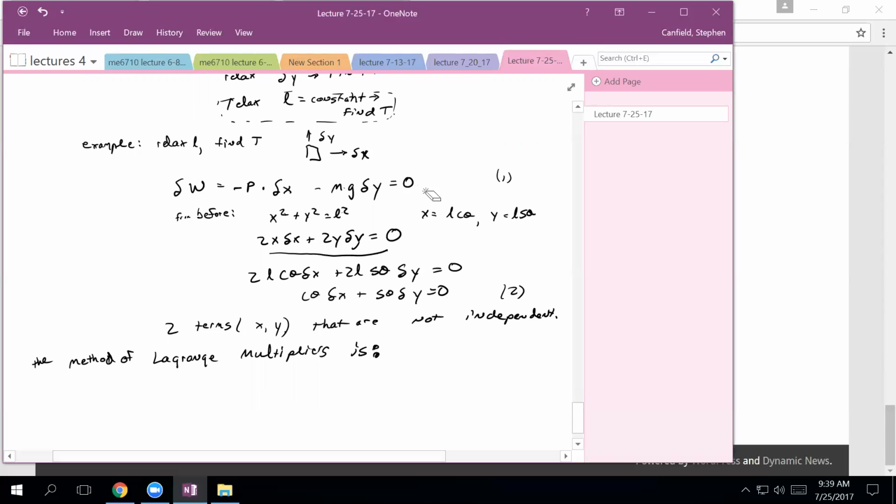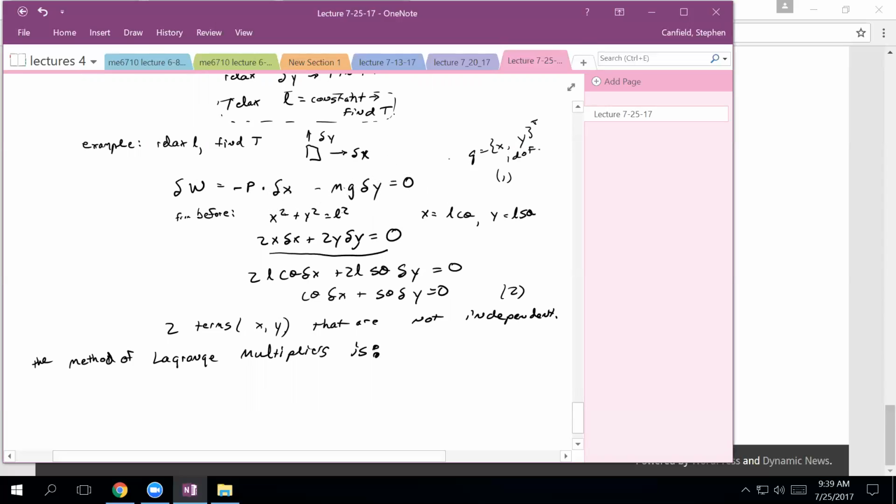So the method of Lagrange shows up here. I had my virtual work equation from before. Bad example, but just accept this as some virtual work equation. I've got it on these 2 coordinates, x and y. So it would be as if my q was x, y. That was my q set. But this is a 1 degree of freedom system.